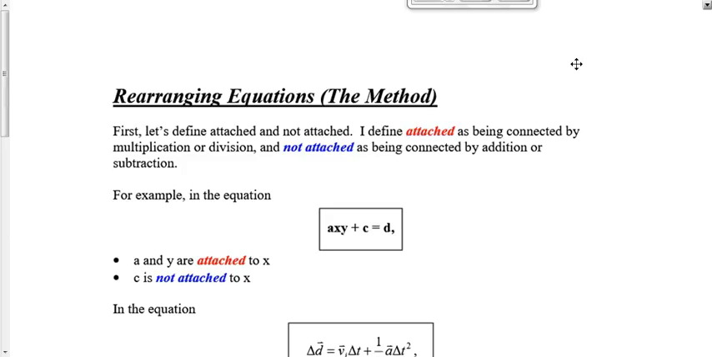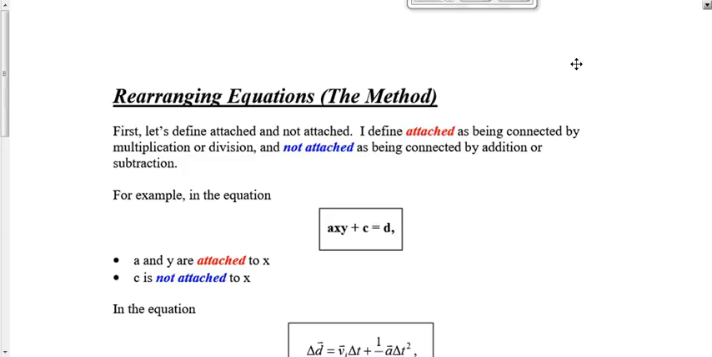But the challenge that a lot of people struggle with is, what do we do first? Do we divide first, or do we add first, or whatever the case may be? Here's a simple rule of remembering what we do first. We do first what is not attached, and we do second what is attached. So how do we know what is attached and what's not attached? Well, I define what's not attached as something that's added or subtracted. I define something that is attached as something that's multiplied or divided.